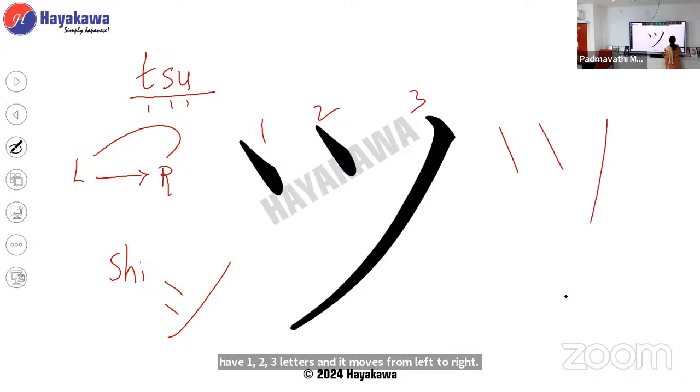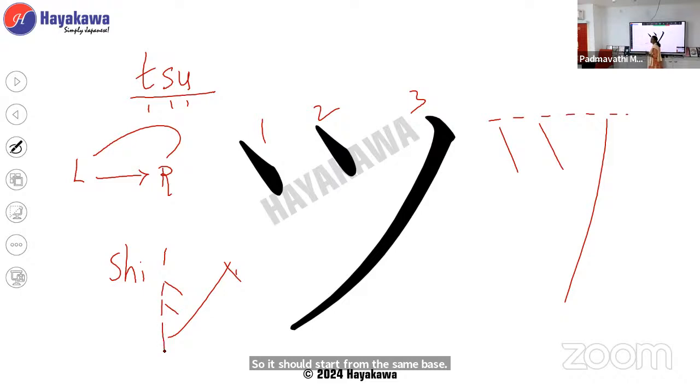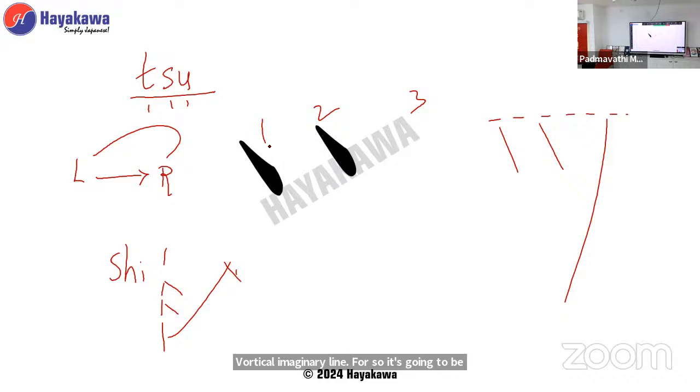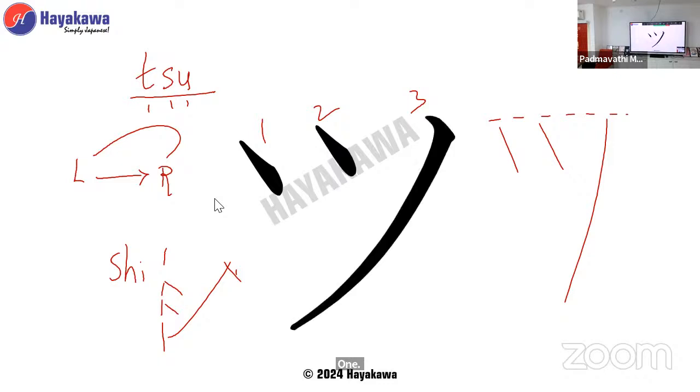Always when it is moving from left to right, the imaginary line we will do horizontal, so it should start from the same base. For she, you see, it should be a vertical stroke, a vertical imaginary line. For tsu, it's going to be a horizontal one. 1, 2, and 3. Now let's see both the tsu and the she together in their typed pattern.